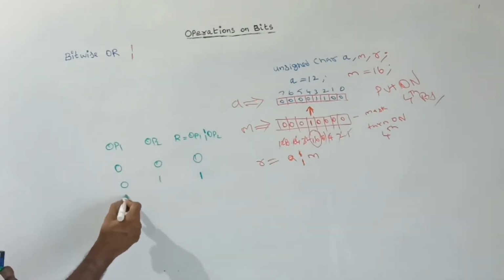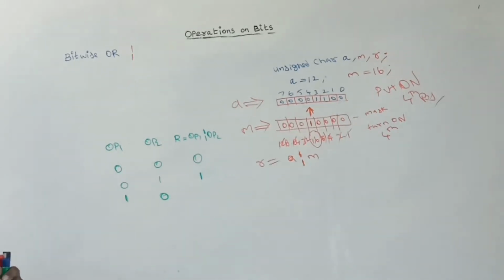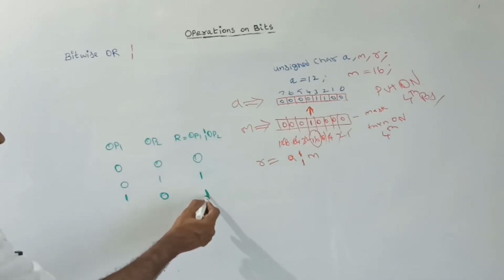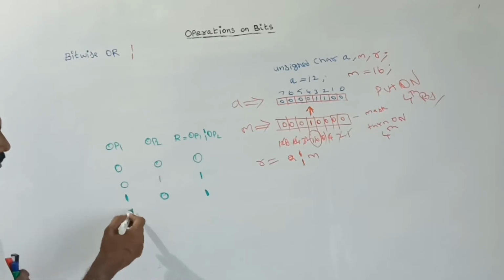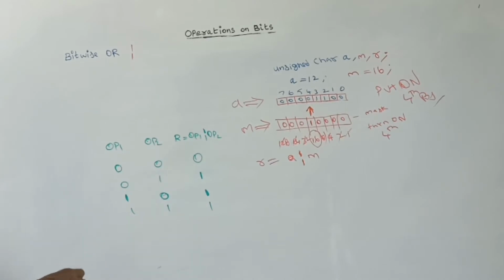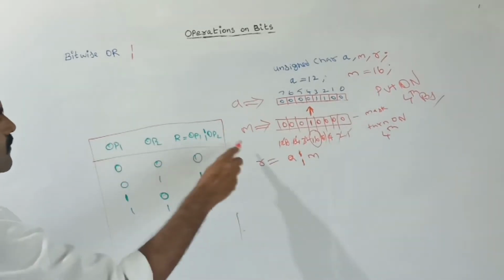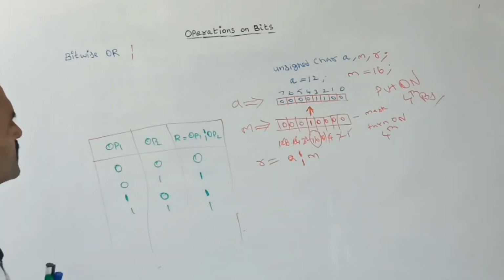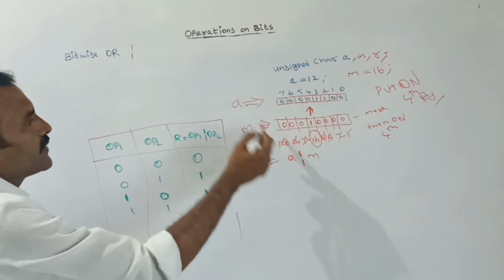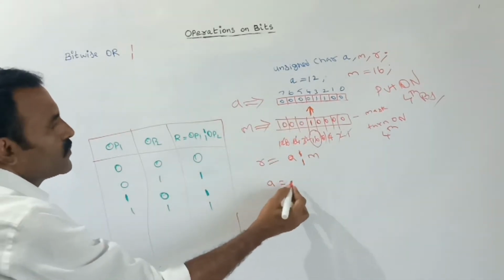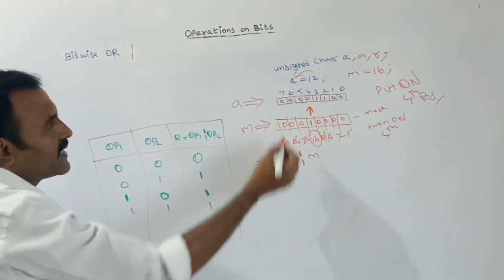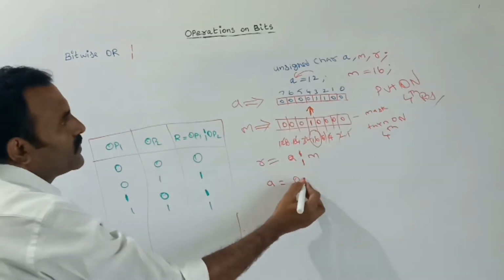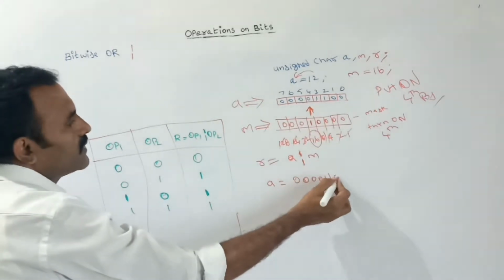Suppose the first operand value is true and the second operand value is false, then the result is true because operand 1 is true. Suppose both operand values are true, then the result will be true. So this is the truth table of the OR operator. See here, for operand 1 we are using A. So A is equal to 12, we have stored 12 in A. Here it takes the binary value. See here, what is the binary value of 12? 0, 0, 0, 0, 1, 1, 0, 0.